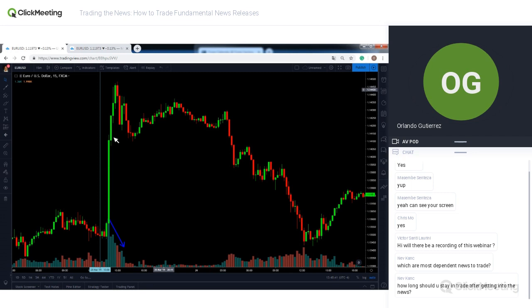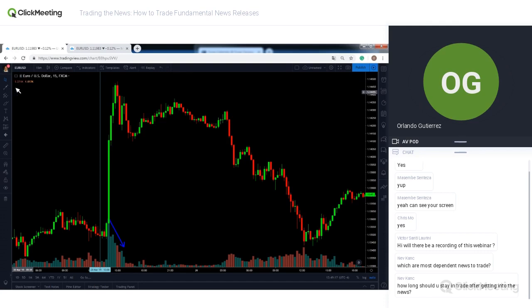We went all the way up to the 1445 level right here. Should you have stayed in the trade because you thought that with such a strong move to the upside, the move was going to continue? That's just wishful thinking, and that's not the way to trade.